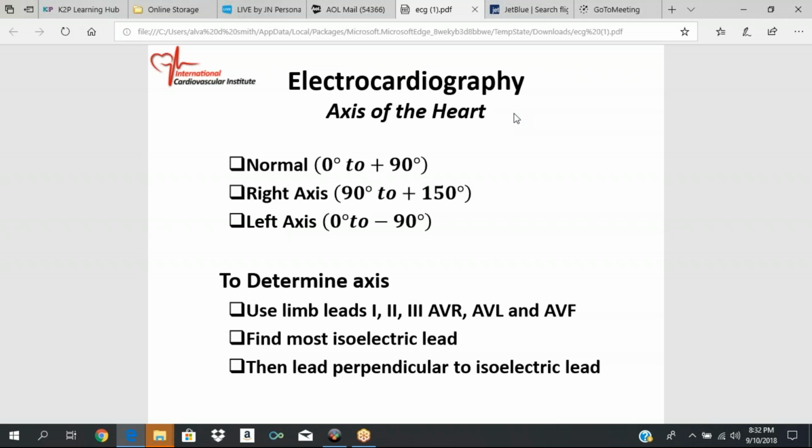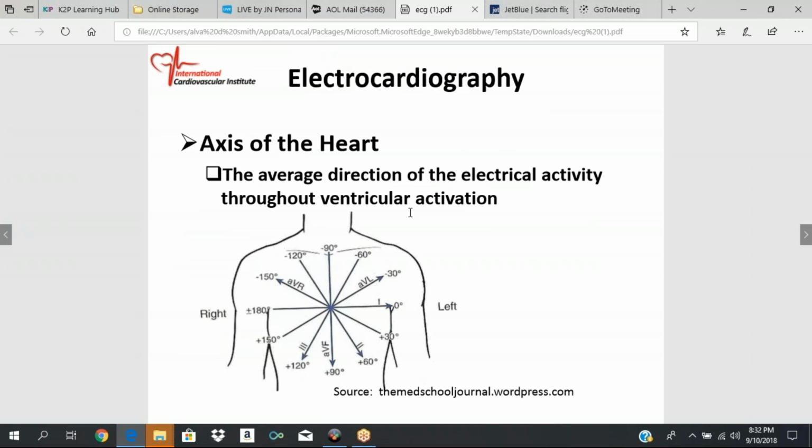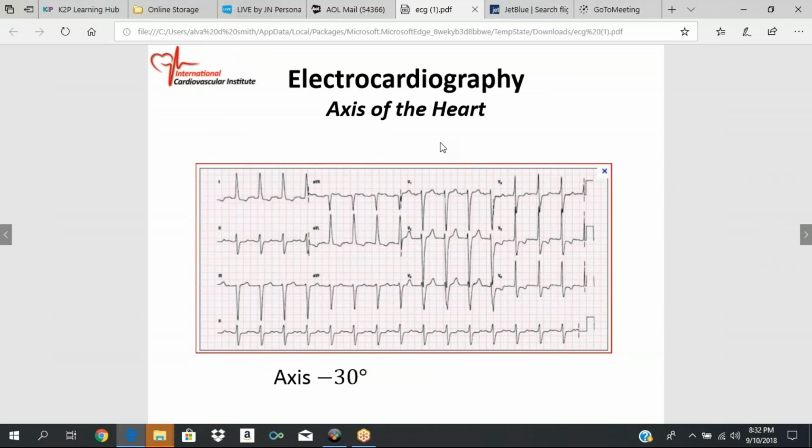After you find the lead that is most isoelectric, you're going to find a lead that's perpendicular to that lead, and that will give you the axis of the heart. Relatively simple. But again, you have to know this. That is why you have to draw it and walk around with it. You have to use it, and once you use it for 6 months to a year, you can toss it because you've memorized it. All right, so let's put it into action.